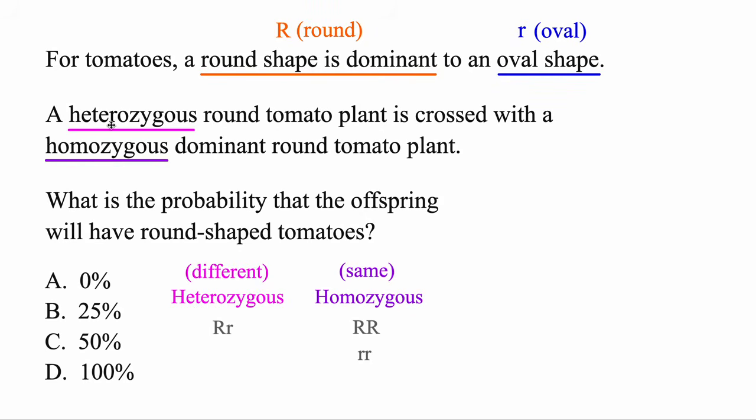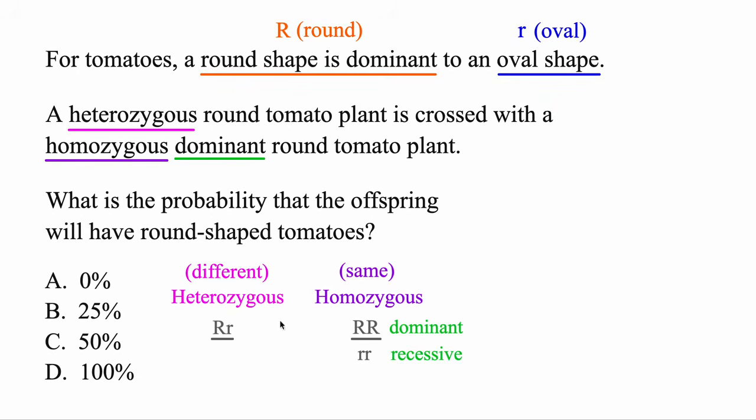We know for sure one parent is heterozygous, so one big R, one little r. But what about the other parent? Is it 2 big R's or 2 little r's? How do we know? Well, they say that it's homozygous dominant. And we know dominant means capital, so therefore, 2 of the same letter that are both capital, that'll be homozygous dominant. So this is the other parent. And it'll be homozygous recessive if you have 2 lowercase letters there.